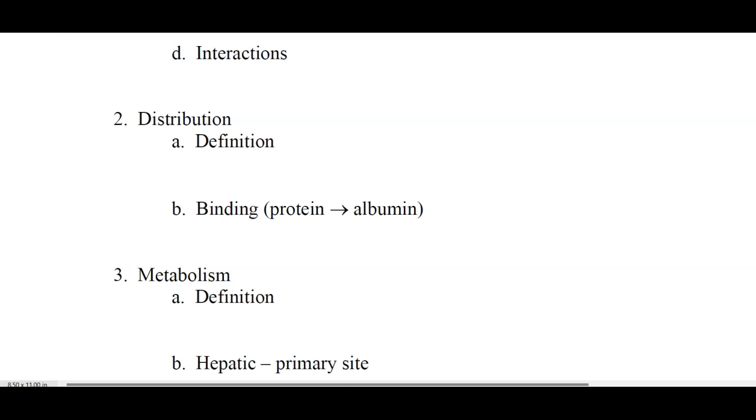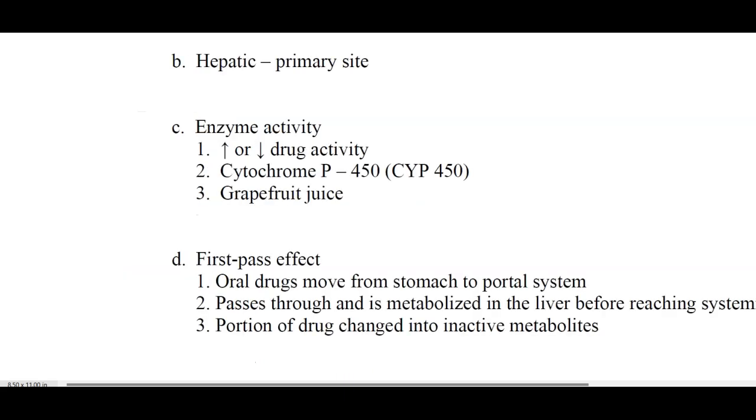Metabolism, or biotransformation. It is a biochemical alteration of a drug into an inactive metabolite, a more soluble compound, or a more potent active metabolite. The primary site for metabolism is hepatic, or the liver. The liver is the organ most responsible for metabolism of drugs, although metabolism can also happen in the skeletal muscles, kidneys, lungs, plasma, and intestines. That being said, on your exams, if you're asked what's the primary site for metabolism, the answer should be liver. Hepatic metabolism involves the activity of CYP450.